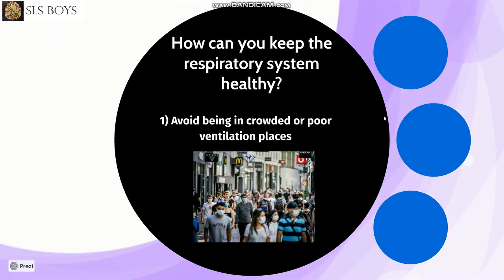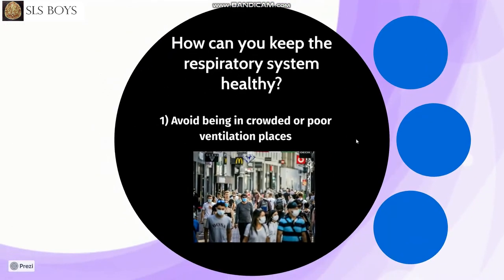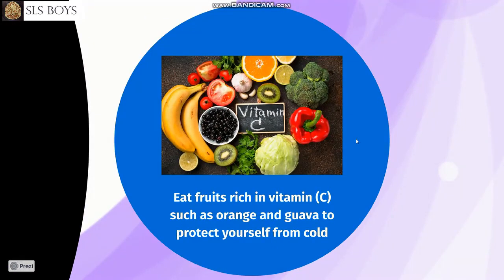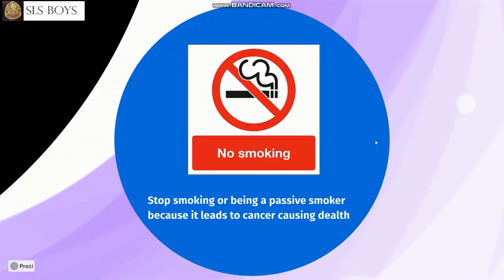How can you keep the respiratory system healthy? You have to avoid being in crowded or poorly ventilated places. And also, you have to keep off the severe cold. You have to warm yourself. Eat fruits rich in vitamin C, such as orange and guava, to protect yourself from cold. Stop smoking or being a passive smoker because it leads to cancer, causing death.